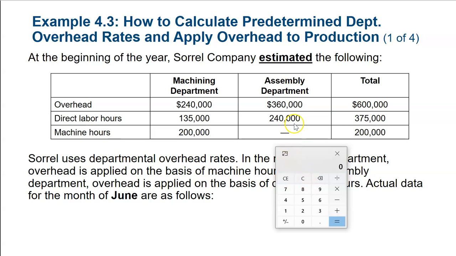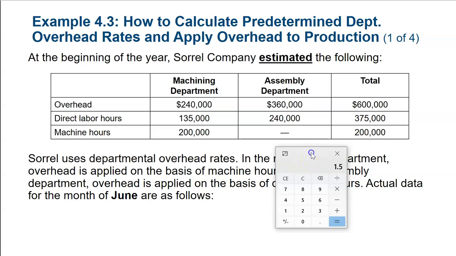Okay? Over here in assembly, we've got $360,000 estimated overhead for the year, divided by 240,000 direct labor hours. And so we would say that our predetermined departmental rate for the assembly department is $1.50 per direct labor hour. Okay?